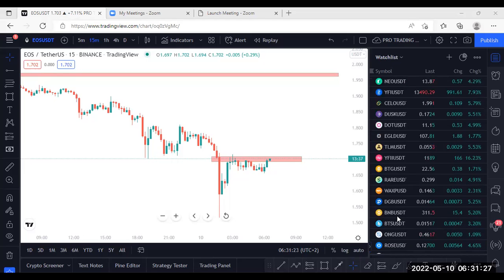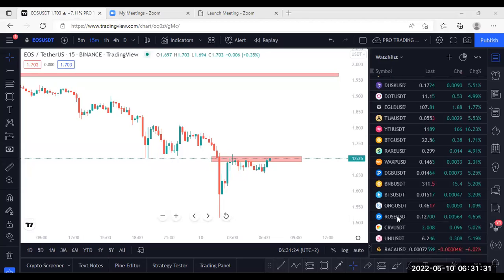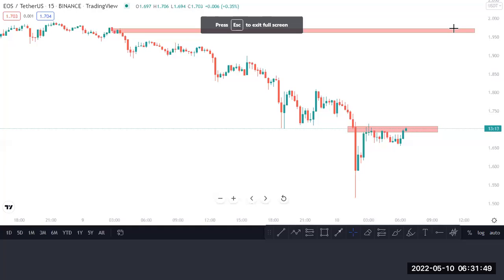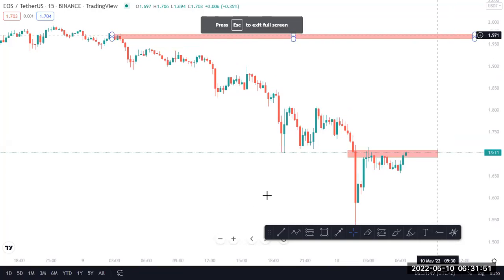So let us just jump straight into today's topic. I think yesterday we had to talk about BTRST and GMT, isn't it? Yes, it was BTRST and GMT. So let us just jump straight into that so that we can see what the market has for us today.